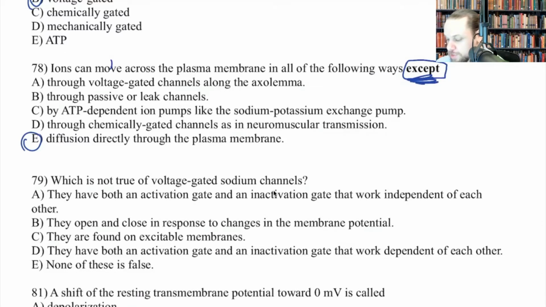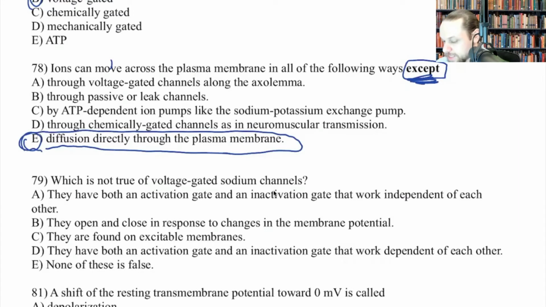So the reason why there's no diffusion directly through the plasma membrane is they have to interface through a channel, right? So yes, they can in fact move through the potassium leaky channel, through the voltage gated channel, through ATP dependent sodium potassium pumps, right? And they can move through the chemically gated channels. What they cannot do is diffuse easily.